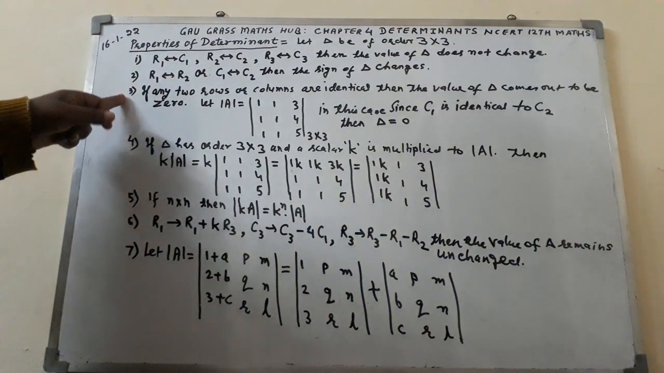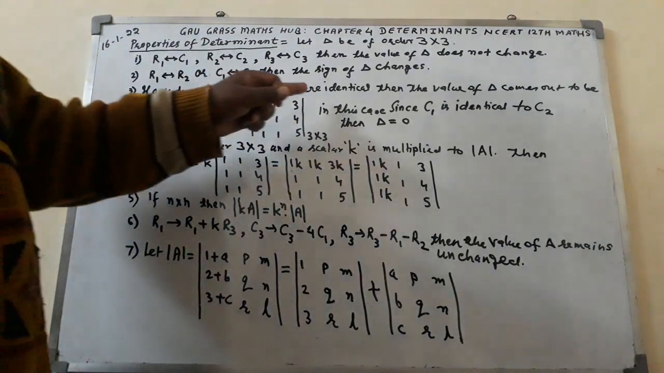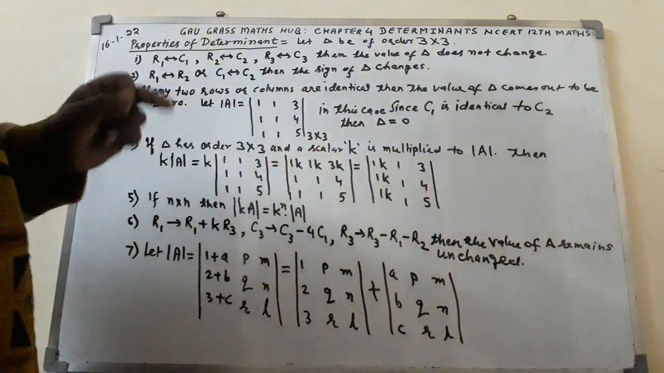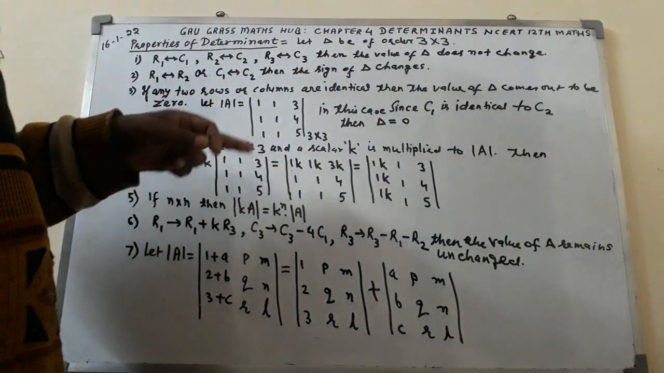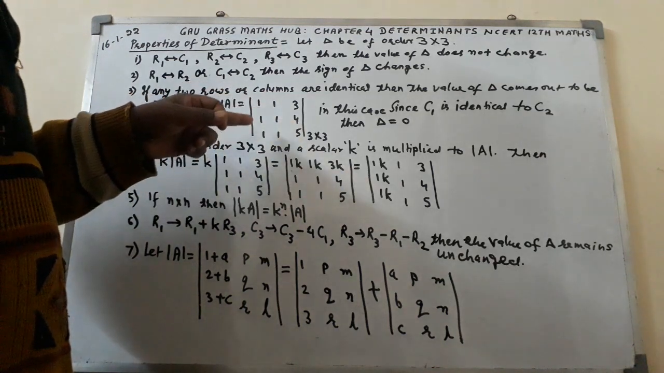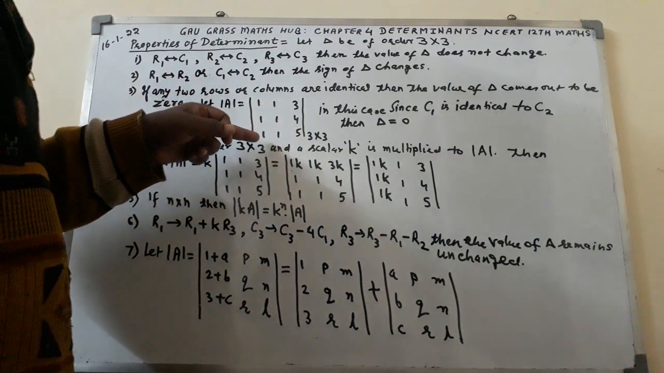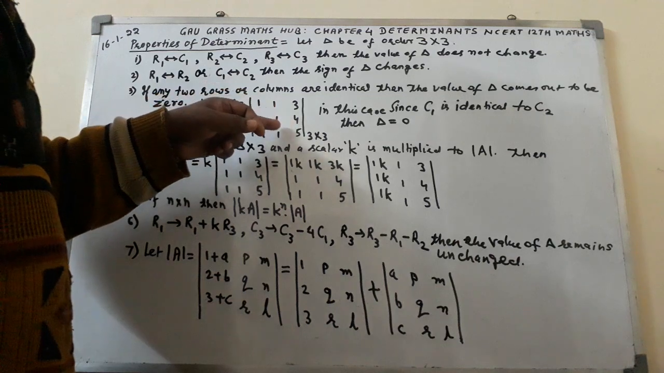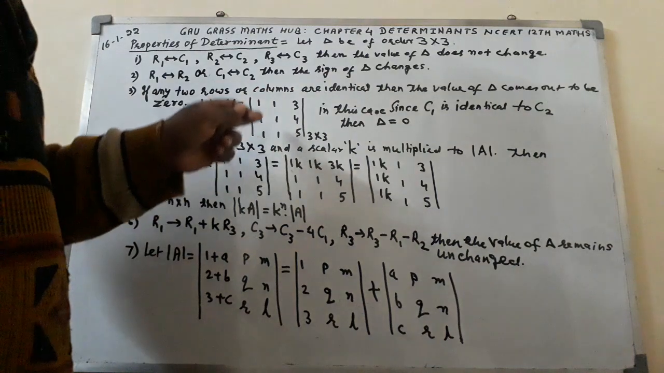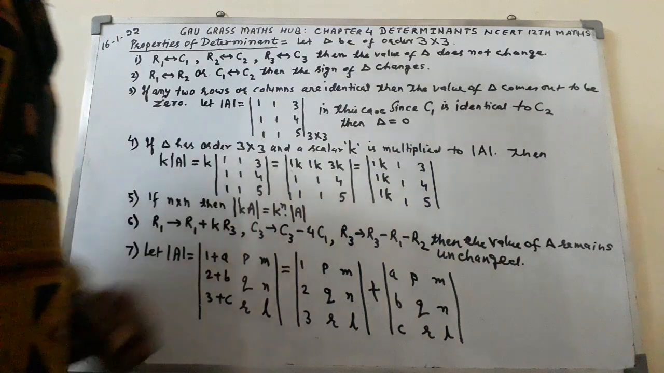Third property I have mentioned here, if any two rows or columns are identical, then the value of determinant comes out to be 0. Let determinant A be the determinant with two columns 1 1 1, 1 1 1. Here first column has the elements 1 1 1. Second column has also the elements 1 1 1. In this case, C1 is identical to C2, then the value of determinant comes out to be 0.